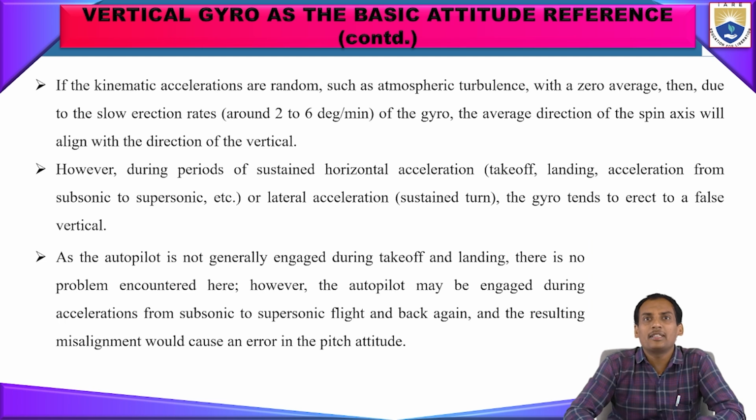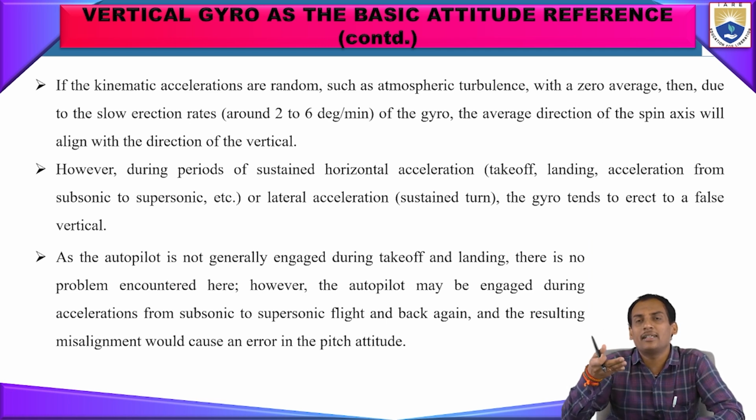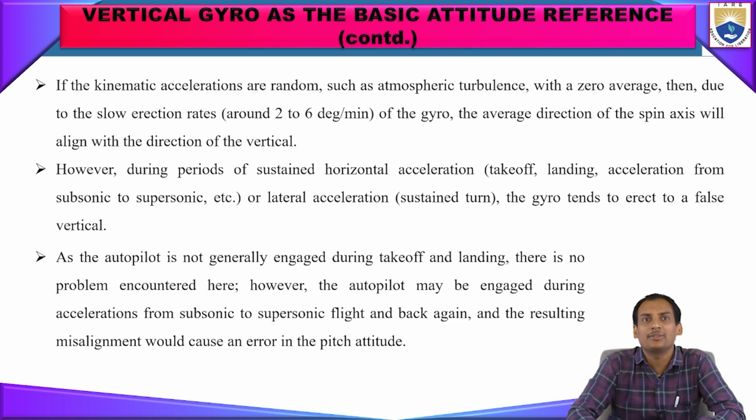However, during periods of sustained horizontal acceleration, that is the takeoff and landing acceleration, from subsonic to supersonic, or lateral acceleration also, the gyro tends to erect to a false vertical. While lateral acceleration is suddenly given, the gyro will erect to a false vertical axis. As the autopilot is not generally engaged during takeoff or landing, there is no problem encountered here. However, the autopilot may be engaged during acceleration from subsonic to supersonic flight and back again, so the resulting misalignment would cause an error in pitch attitude.